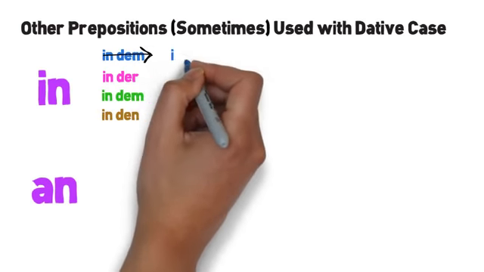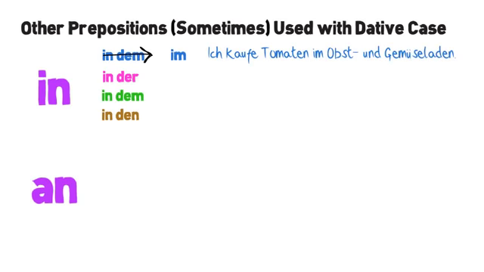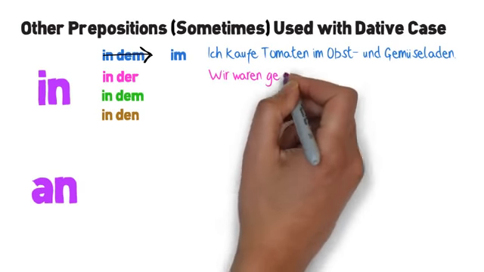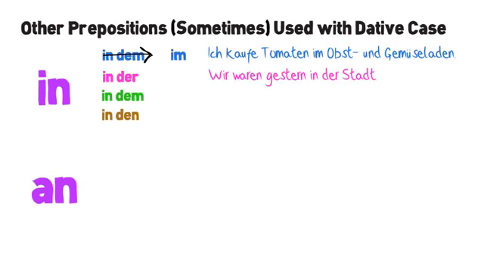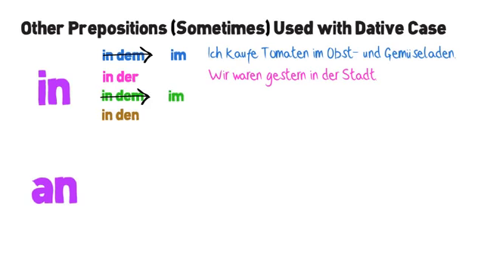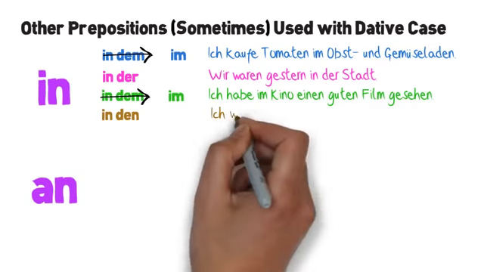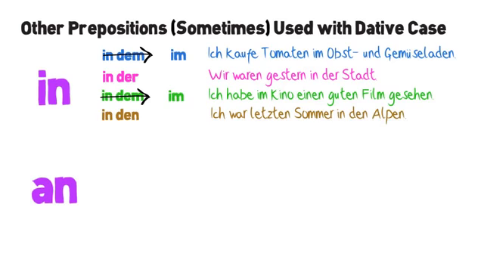In dem would become im, in der stays the same, in dem will again contract to im, and in den stays the same. So with masculine nouns you could say something like Ich kaufe Tomaten im Obst- und Gemüseladen. I buy tomatoes in the fruit and vegetable store. Wir waren gestern in der Stadt. We were in the city yesterday. Ich habe im Kino einen guten Film gesehen. I saw a good movie in the movie theater. Ich war letzten Sommer in den Alpen. I was in the Alps last summer. Feel free to pause the video if you want to take a good look at these sentences.